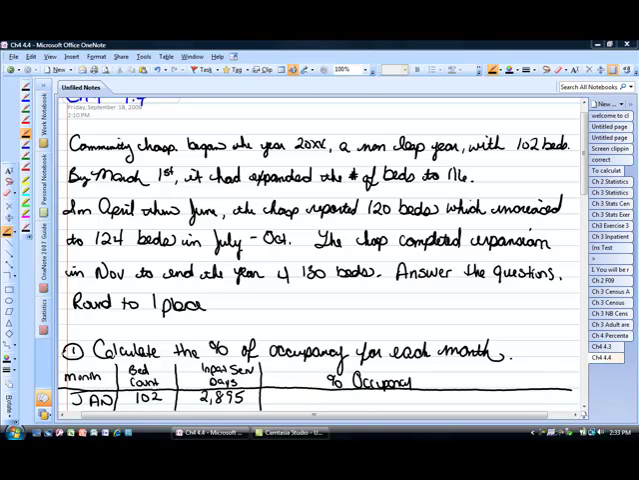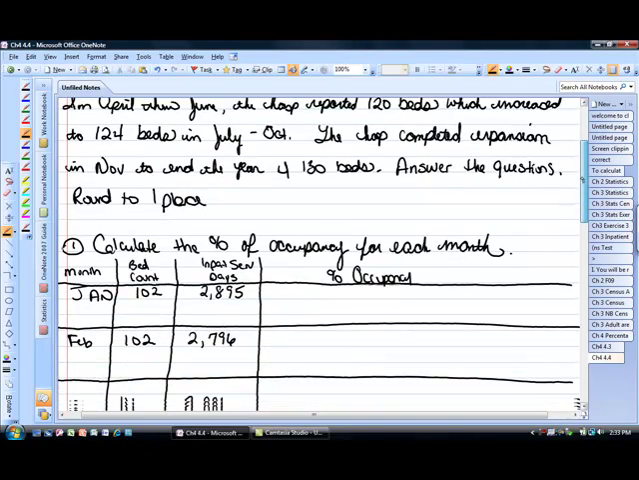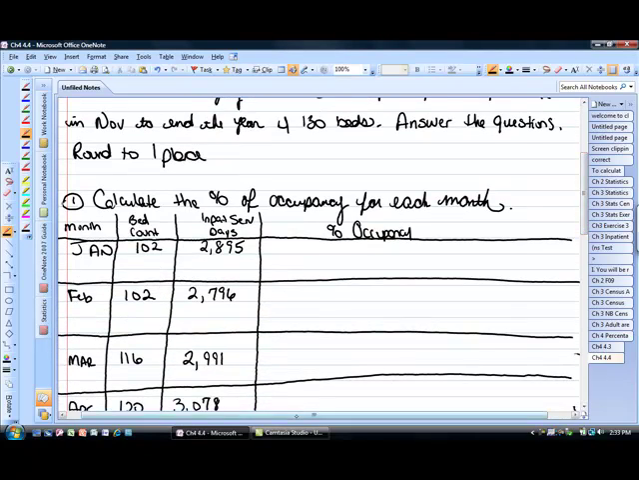Use this data to answer the questions. Round to one decimal place. Our first question, calculate the percentage of occupancy for each month. Okay, for each month we need to know how many days are in the month.